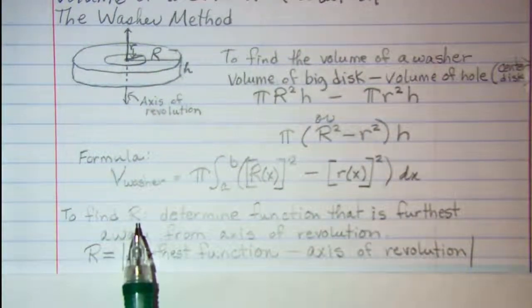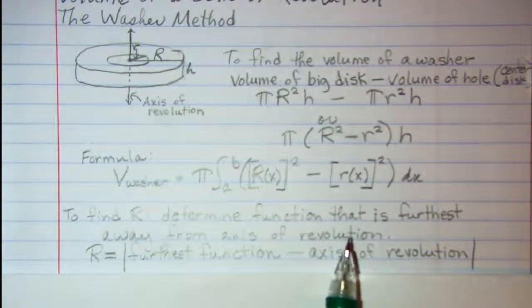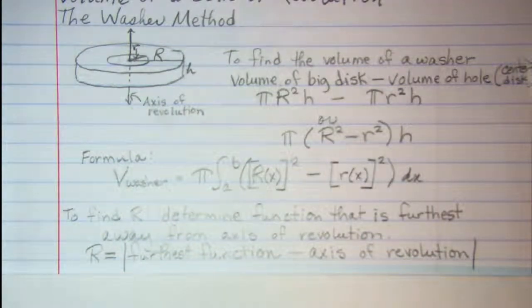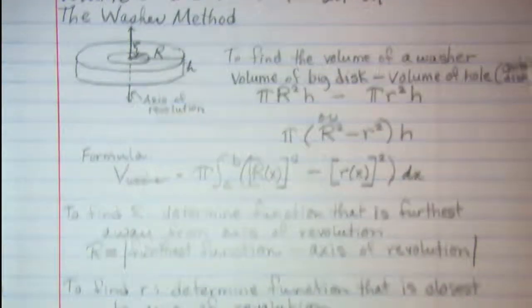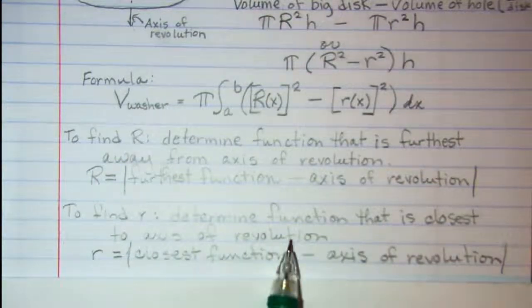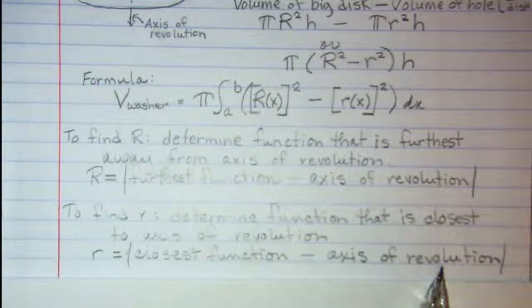So to find the capital R, determine the function that's furthest away from the axis of revolution. And so capital R will be the absolute value of the furthest function minus the axis of revolution. And then to find little r, determine the function that's closest to the axis of revolution. And little r then is the absolute value of the closest function minus the axis of revolution.